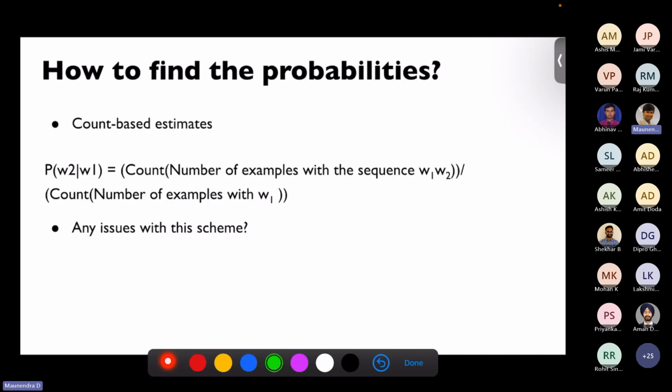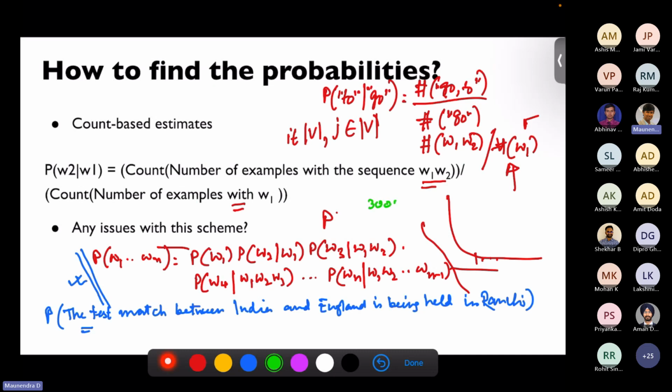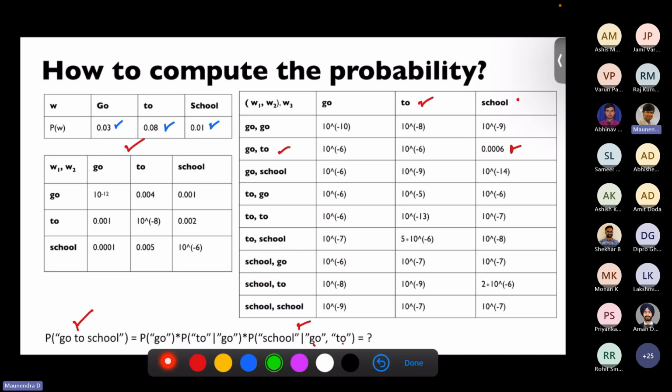how many times the word go is there in that collection. Suppose 3,000 times the word go is there, and out of them, in 328 times after go we have 2. So the probability then becomes something like 0.109. So that's how we'll measure the probability. These probabilities will come from a large collection.